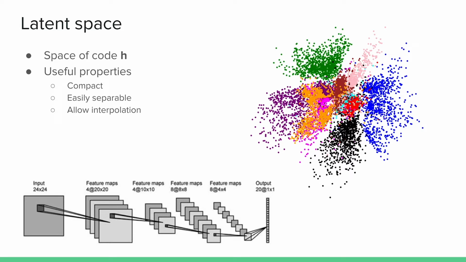I already talked about this latent space. Let's talk a little bit more about it. The space that our hidden variable h is in is again probably n-dimensional space depending on the number of neurons that we have there, and it's the space of this code h. We want this latent space representation to have certain properties. One would be that it's compact. We don't want to overdo it there. We also want to easily separate different classes.